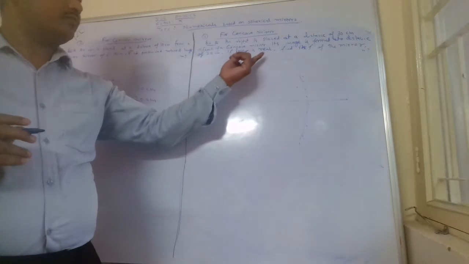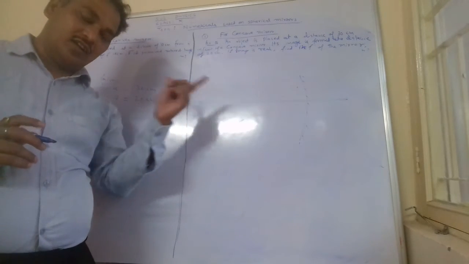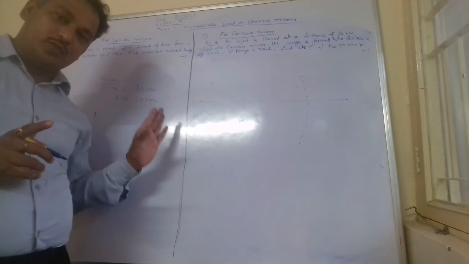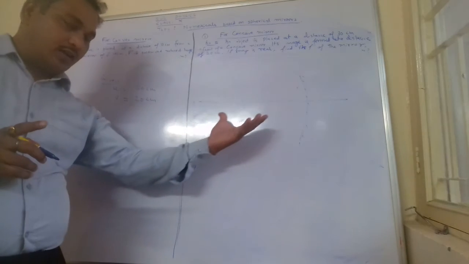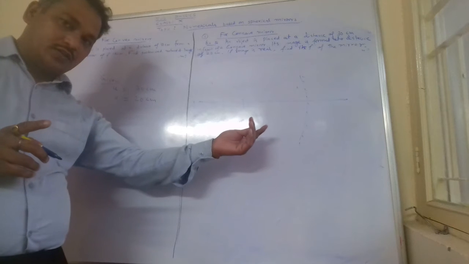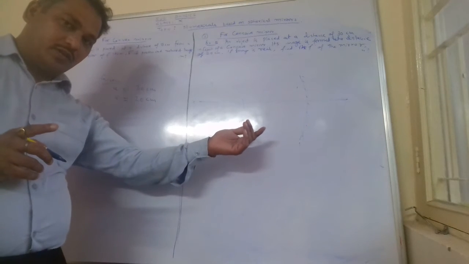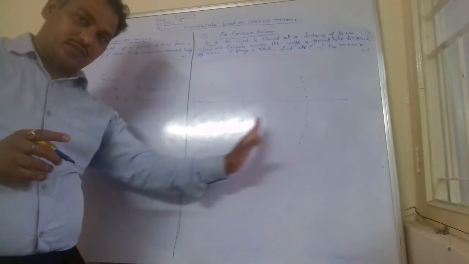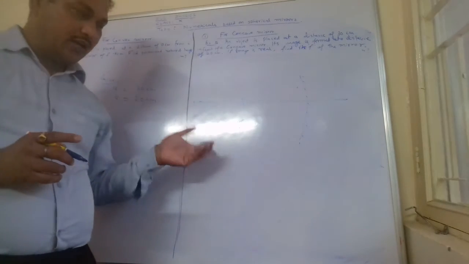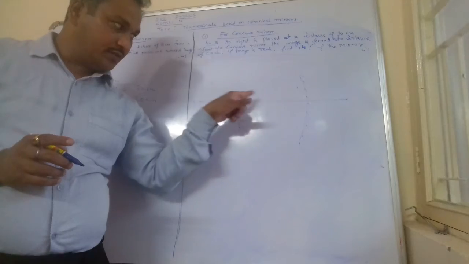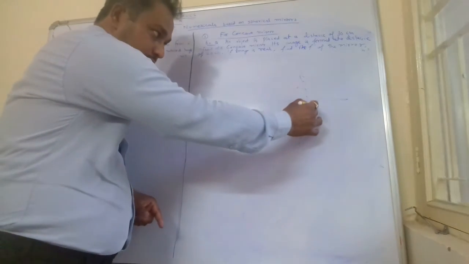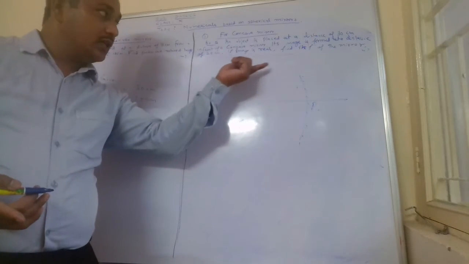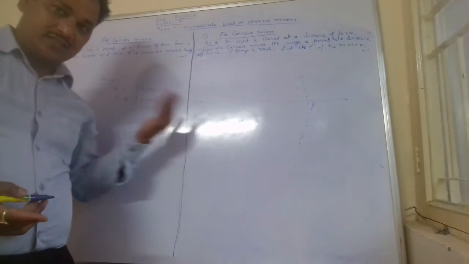Now, if the image is real, as we have already discussed for a concave mirror, for all positions of the object up to the focus, the image was formed inverted and real. Means the image was also formed on the left hand side. In the last case, when the object was between F and P, the image was virtual and behind the mirror. But here in this question, what is given? Image is real, means it is on the left hand side.